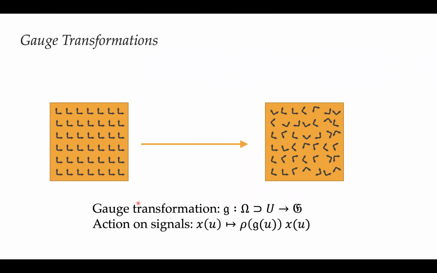All right, so the formal definition then of a gauge transformation is that it's a function g. So before we denoted a group element by g, now it's a function from our domain omega, or more generally from some subset of omega, to what's now called the structure group G. Typically, this will be just rotations of your frame. And the way that this acts on signals depends on what kind of signal it is. So we have x of u, that's some c-dimensional vector. And the way that this gauge transformation acts on it is via this representation rho.